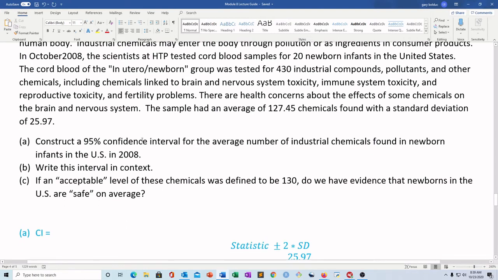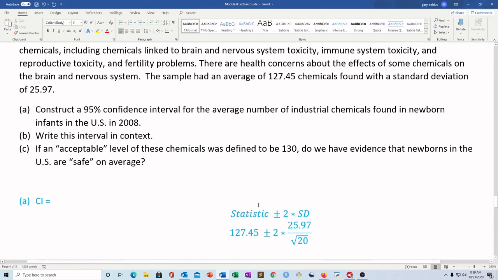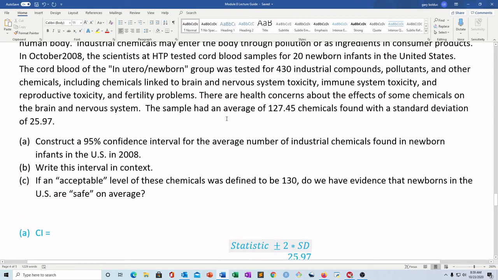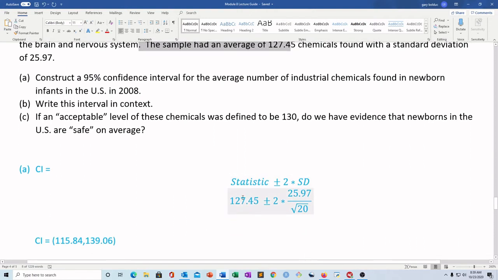So how do I do that? Well, the 2SD method: statistic plus or minus 2 times standard deviation. What's my statistic? Let's go back up. Find sample and average. Oh, here we go. Sample average of 127.45. That goes in there. Okay, plus or minus. Great. 2. I know 2. Write it. Times. Times is good. Got it.